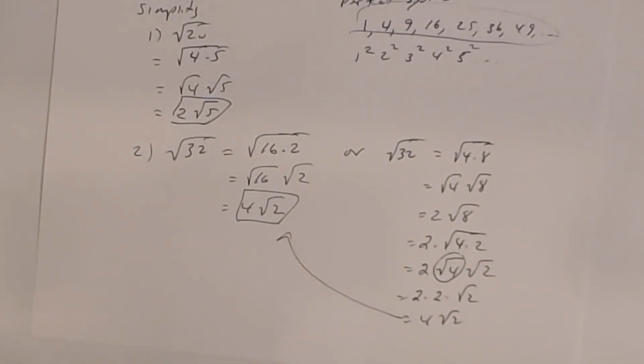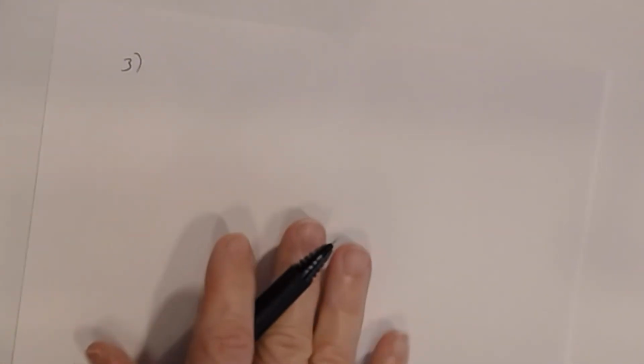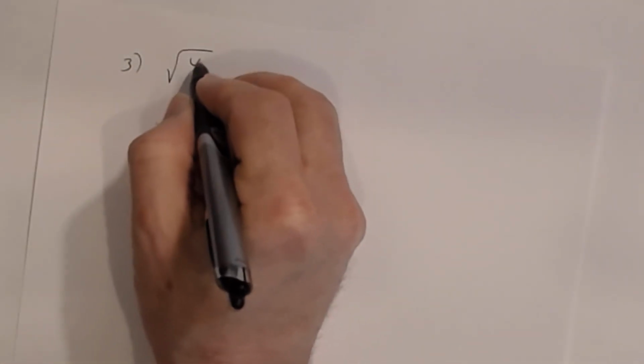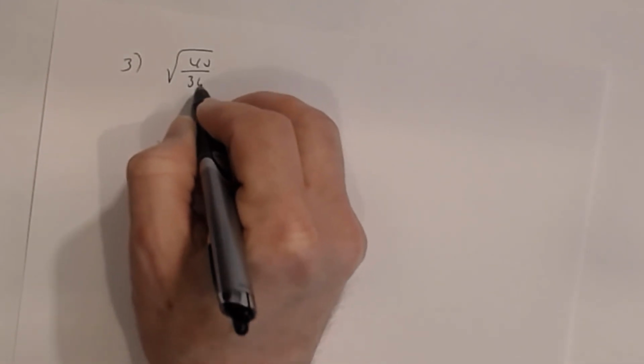All right, so that was number 2. Now let's look at number 3. In number 3, you have the square root of 40 divided by 36. All right, now don't make this difficult.